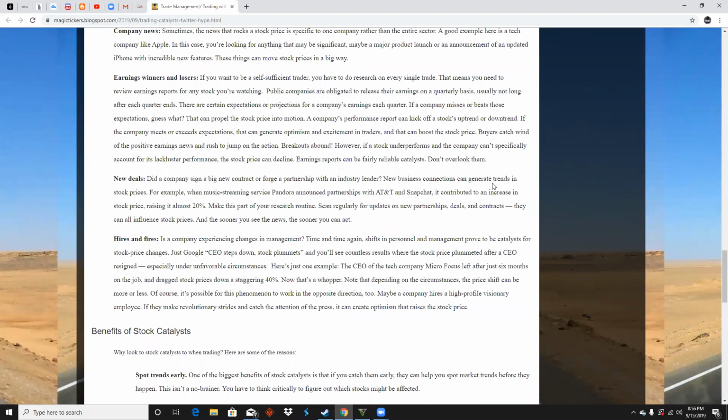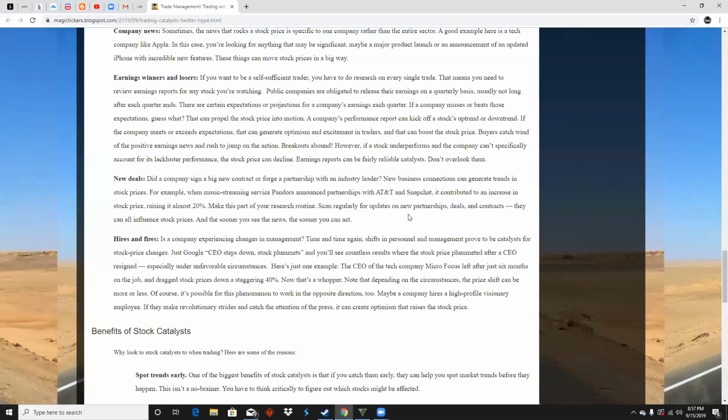New business connections can generate trends in stock price. For example, when music streaming service Pandora announced a partnership with AT&T and Snapchat, it contributed to an increase in the stock price, raising it almost 20%, which is huge for big boards. Make this part of your research routine.